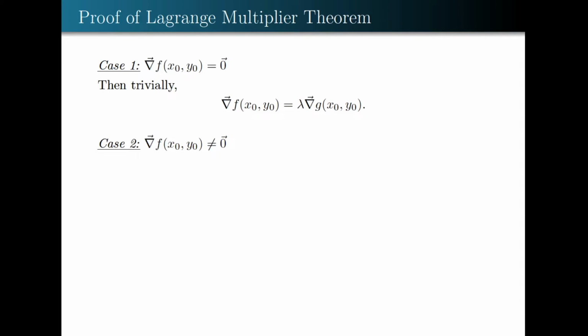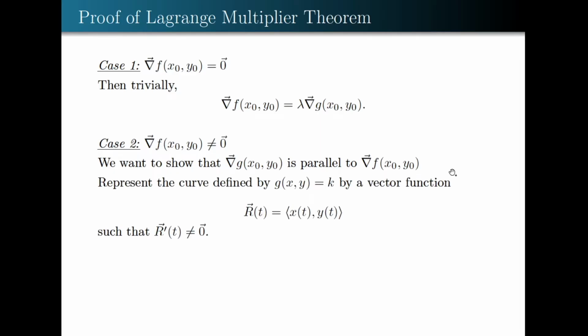Next, we take the case where the gradient of f at x0, y0 is not the zero vector. We want to show that the gradient of g at x0, y0 is parallel to the gradient of f at x0, y0, assuming that f attains an extremum at x0, y0.